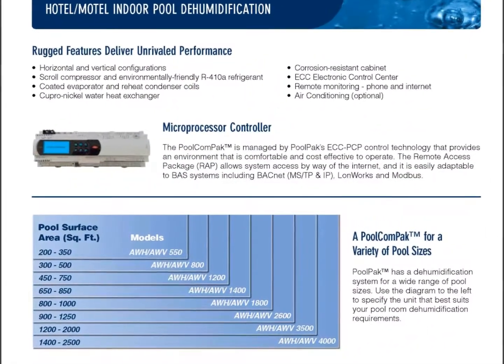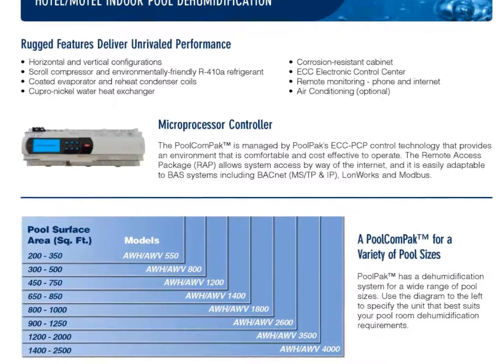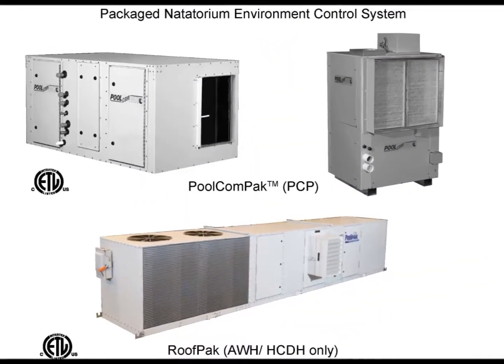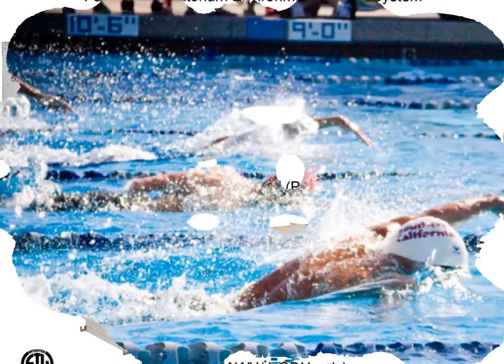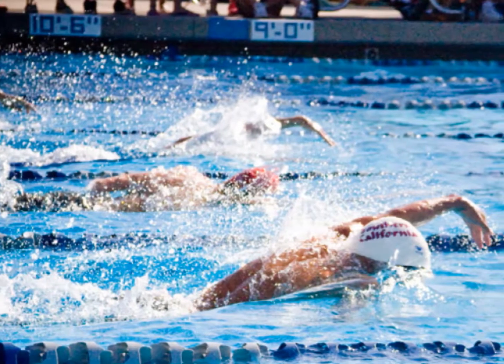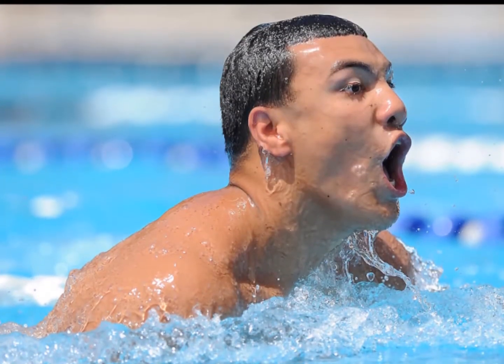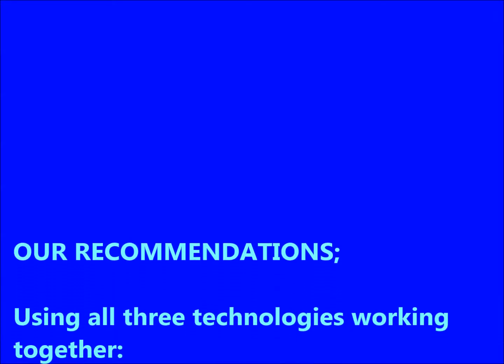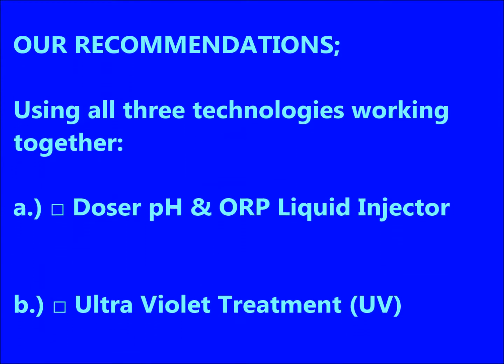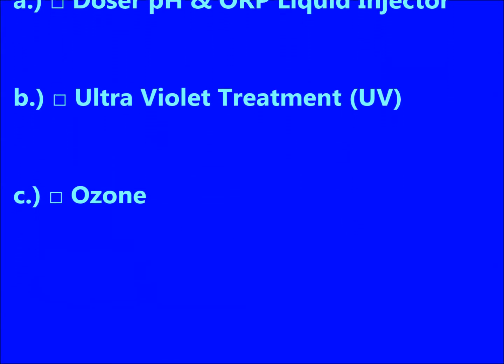Trihalomethanes, which are regulated as a carcinogen in drinking water, have been detected in the blood and breath of swimmers and non-swimmers in indoor pool environments, thus mitigating the amount of chlorine needed for disinfection together with providing for a well-ventilated interior space is well advised. Our sanitizing recommendations are to utilize doser ORP pH injector together with the applications of UV and ozone.